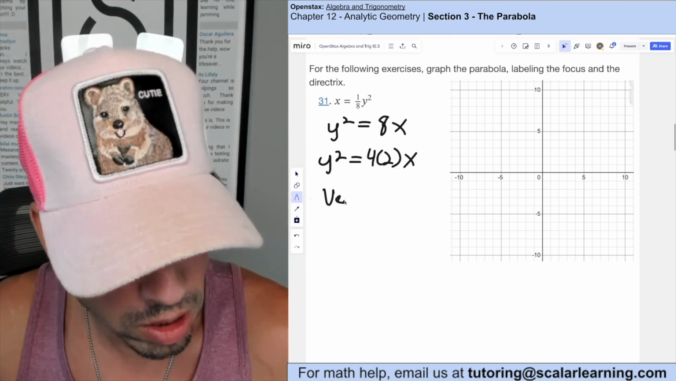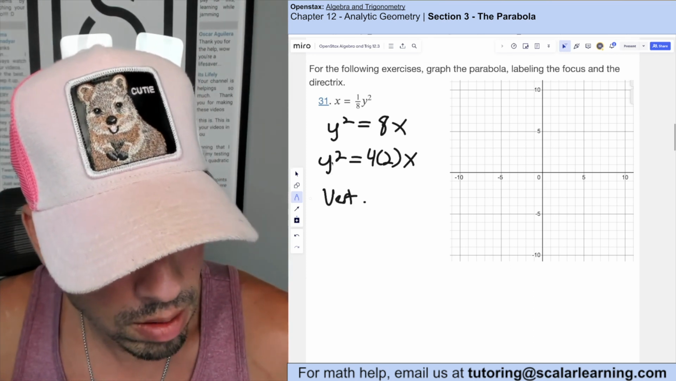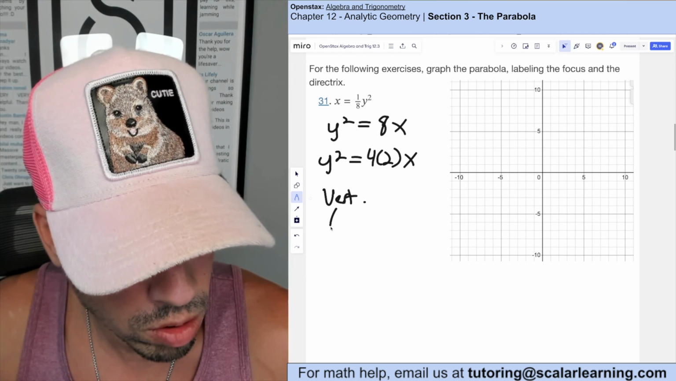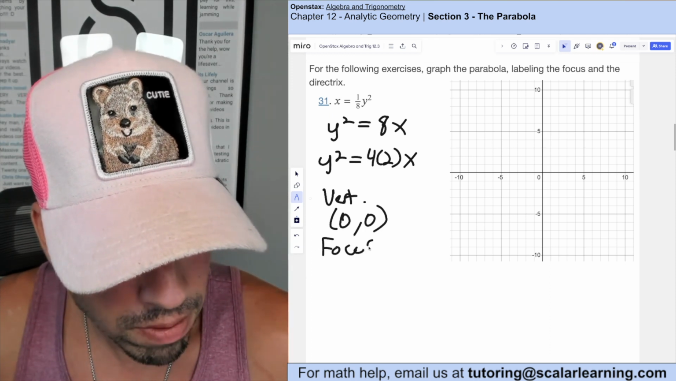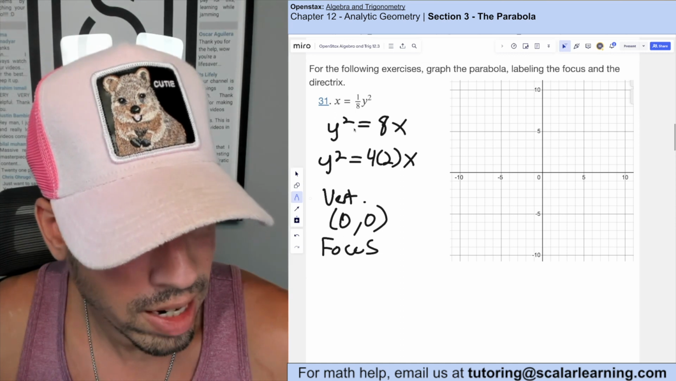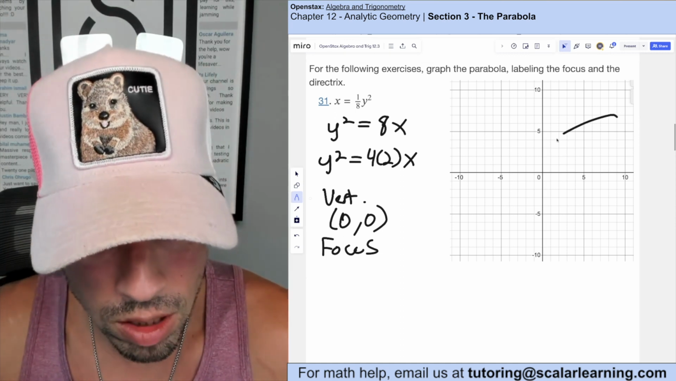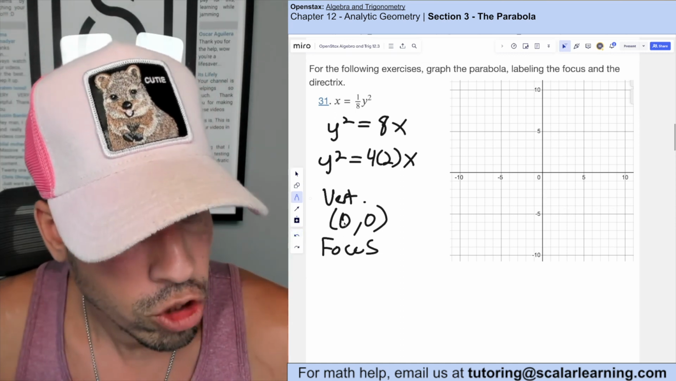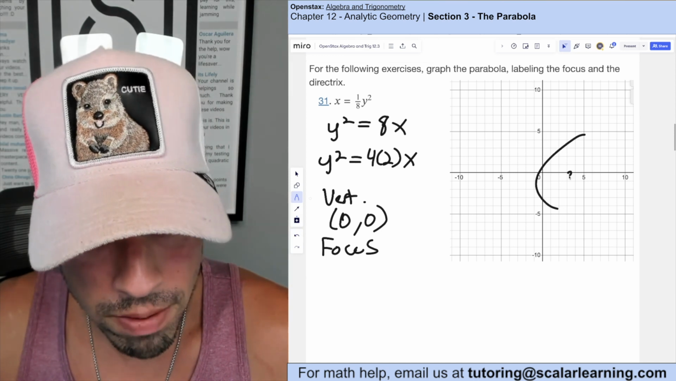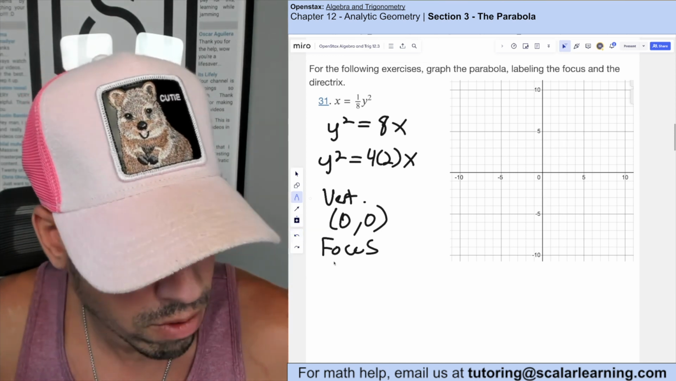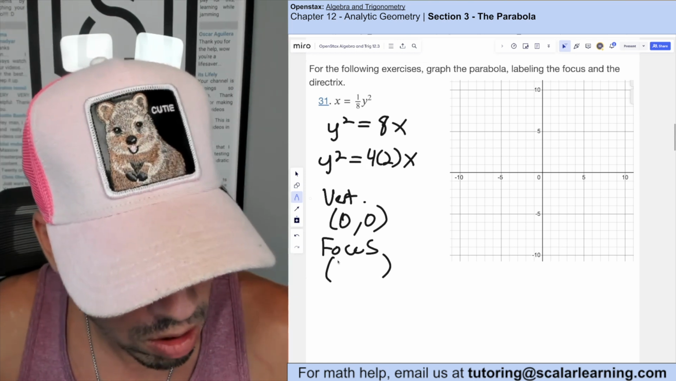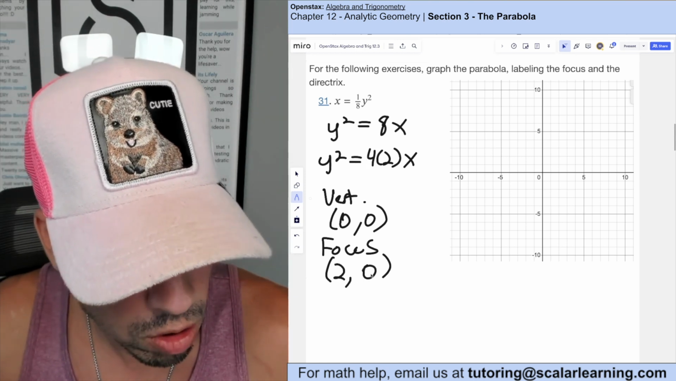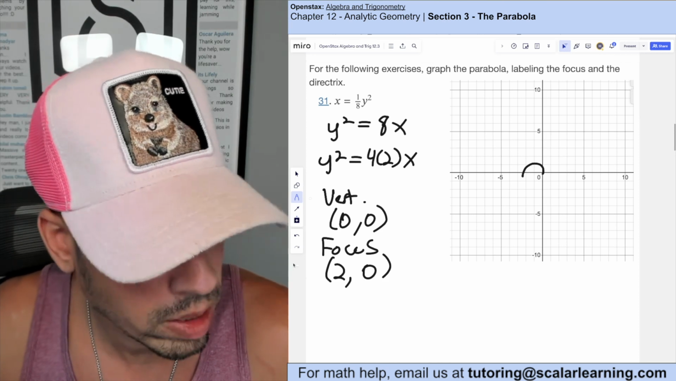First, we got the vertex. Since we have nothing like no y minus or x minus, we know the vertex is at the origin, which is 0, 0. And by the way, this is y squared and it's a positive p-value. That means it's going to open to the right like that. So my focus, if it's opening to the right, my focus is going to be to the right of that vertex. So I know I'm going to add that positive 2 to this x value here, and it's going to be 2 comma 0. And then the directrix is going to go 2 in the other direction.